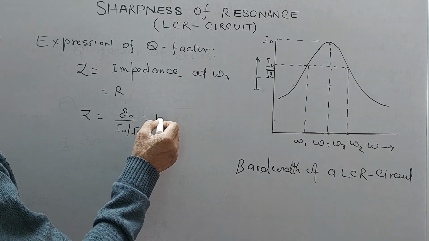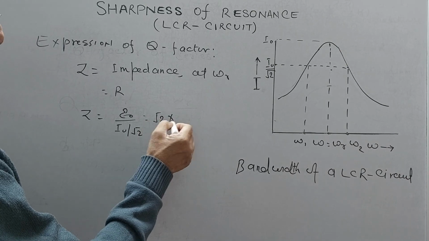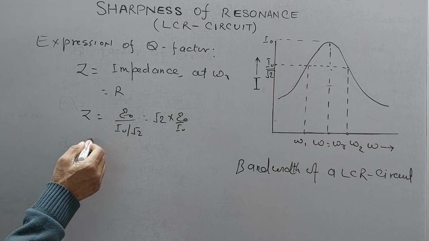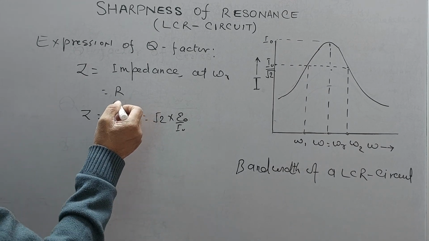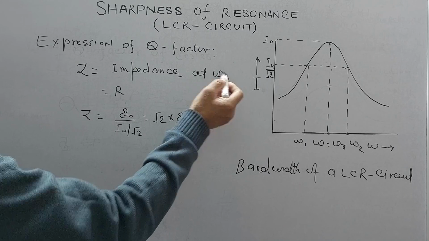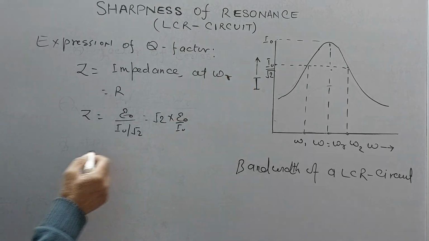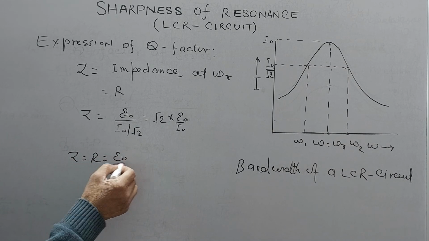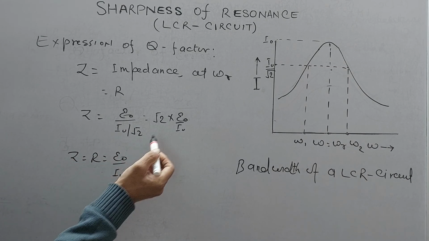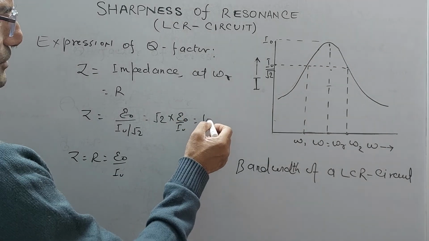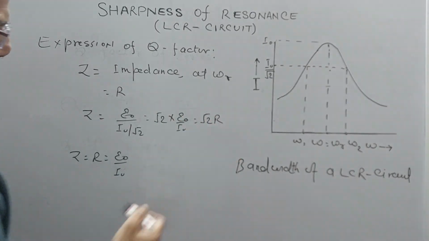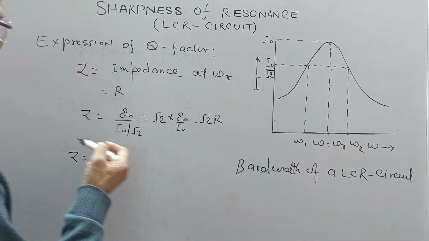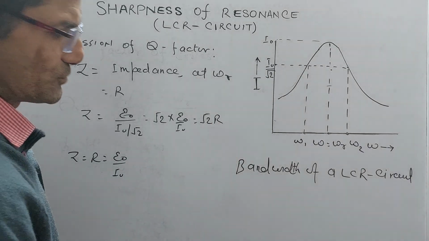So from here, E naught divided by I naught. We already know that at the resonant frequency, the impedance Z is equal to R, which has the value E naught divided by I naught. So from here, E naught upon I naught will be root 2 R. So our impedance at frequencies omega 1 and omega 2 will be root 2 times R.